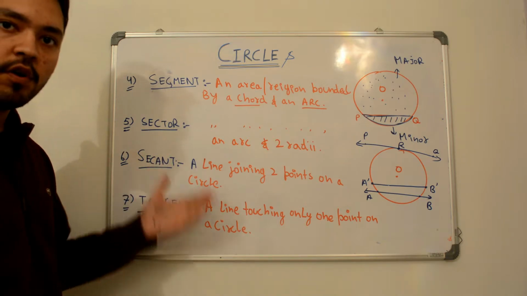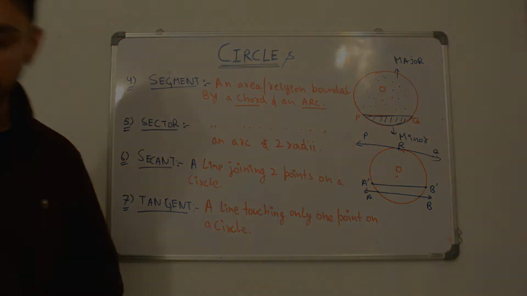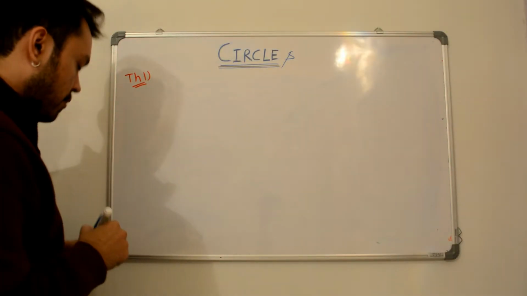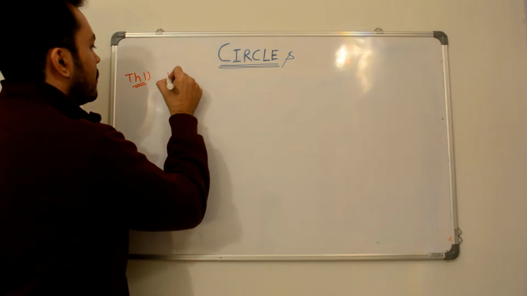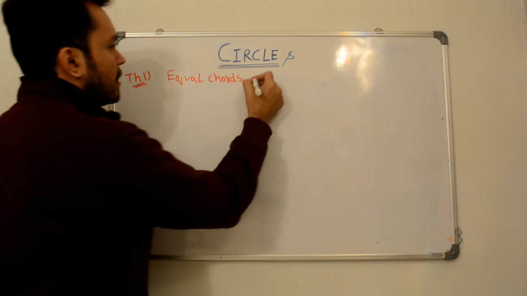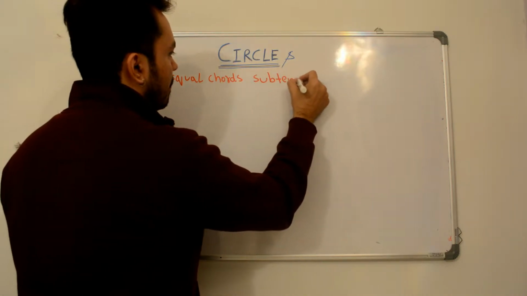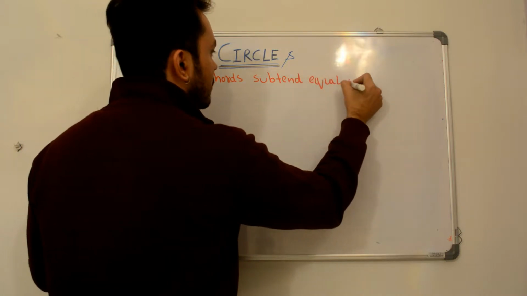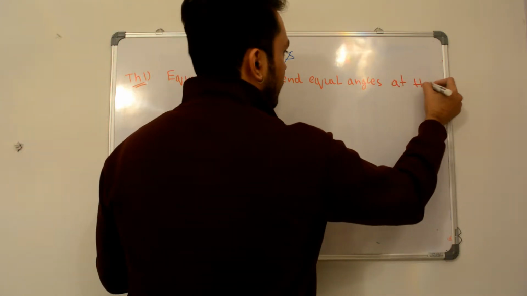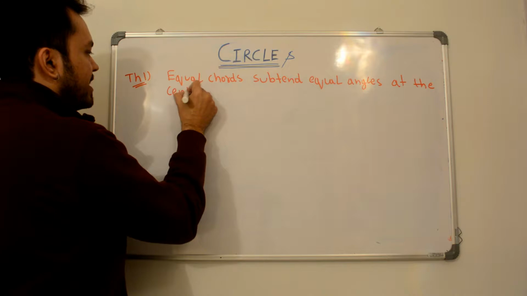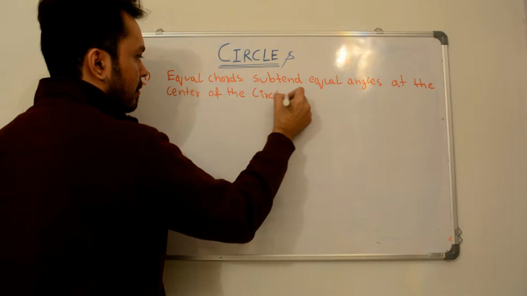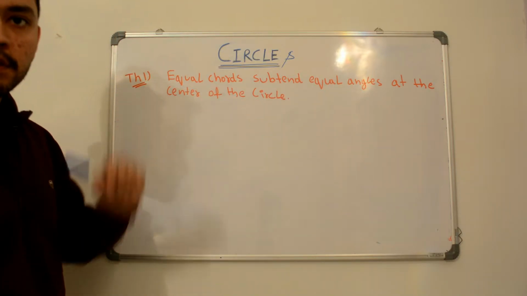I hope this much is clear to all of you. Now proceeding further, we'll move on to the theorems of this chapter. So moving on, our first theorem, theorem number 1, what it says is that equal chords subtend equal angles at the center of the circle. This is the statement of our very first theorem.